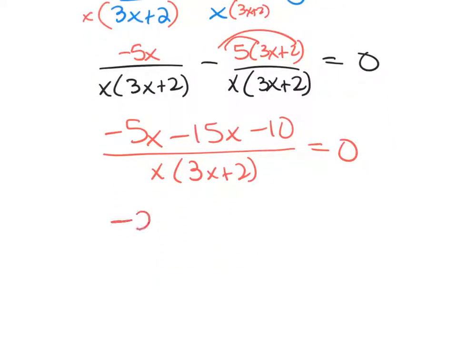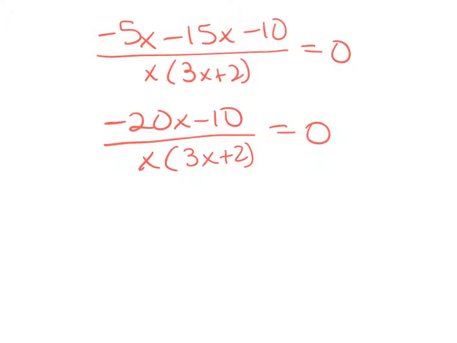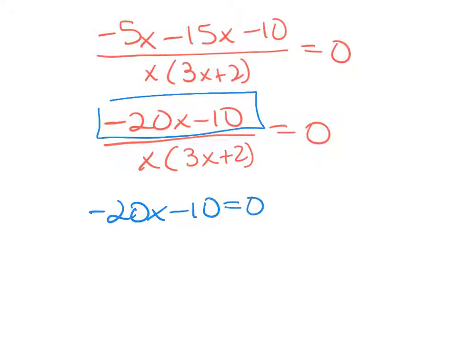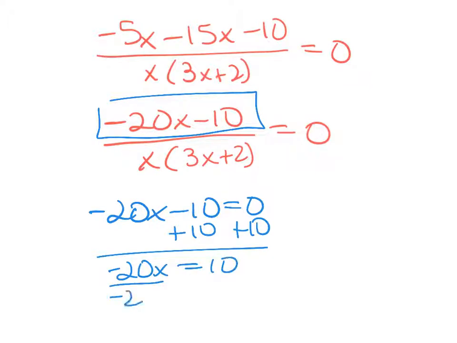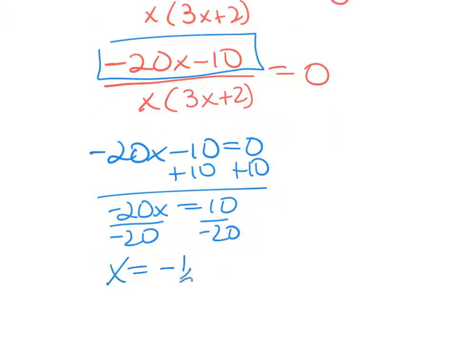Need to simplify. Negative 20x minus 10. Now, the denominator I'm not going to distribute because, again, remember, we would have needed to go back and factor it and then set it equal to 0. So I'm going to not distribute it. So again, set the numerator equal to 0. Add the 10. Negative 20x equals 10. Divide by negative 20. And x equals negative 1/2.